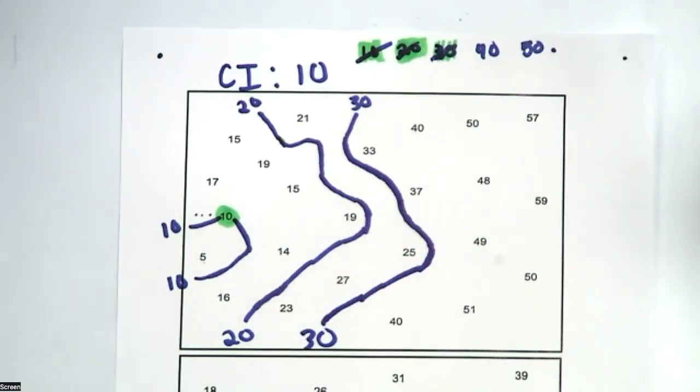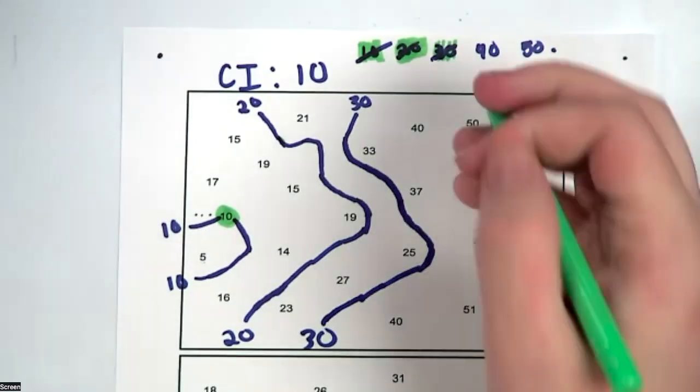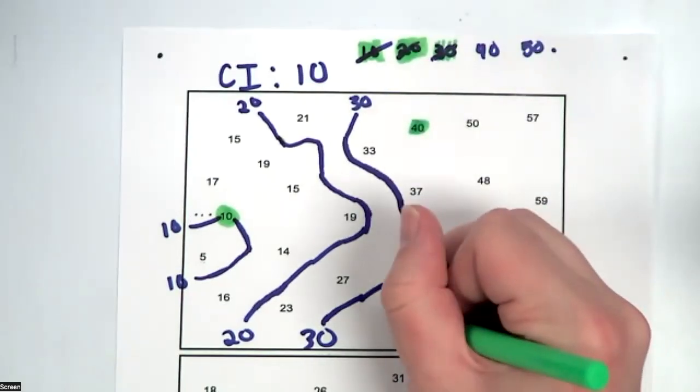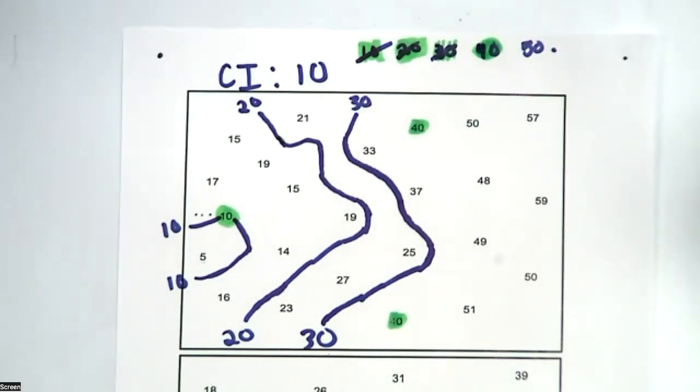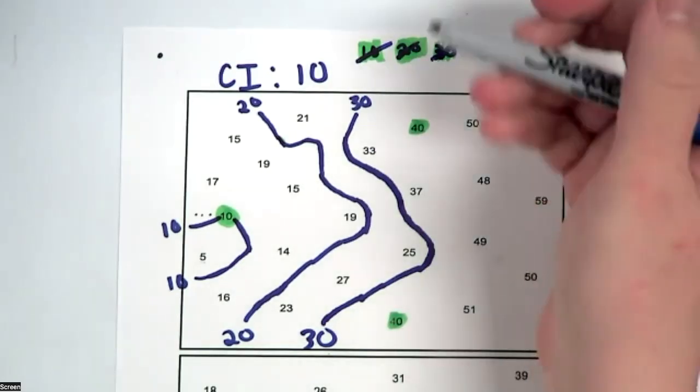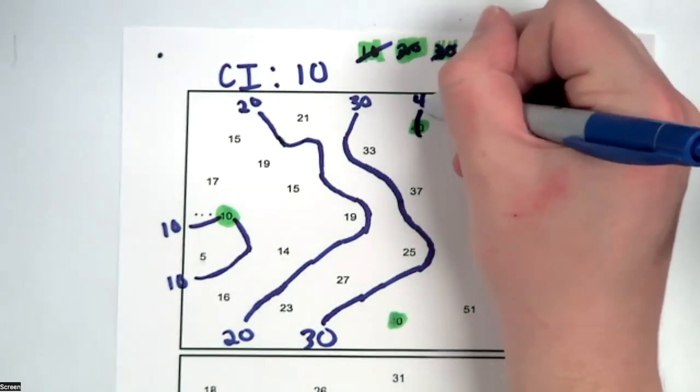And that's going to be the end of my 30. For 40s, I actually see two values that I could start with. I have 40 up there and 40 down here. And I need to make sure both of those are included. So I'm going to start up here.